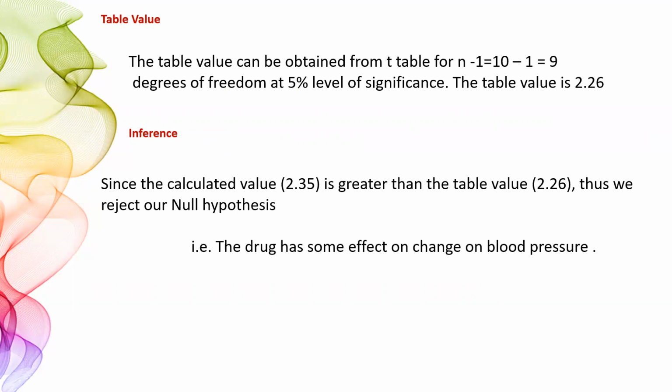So now we have to conclude the problem. We go for the inference: since the calculated value 2.35 is greater than the table value 2.26, we reject our null hypothesis. That is, the drug has some effect on change in blood pressure. So with this, the problem gets over.